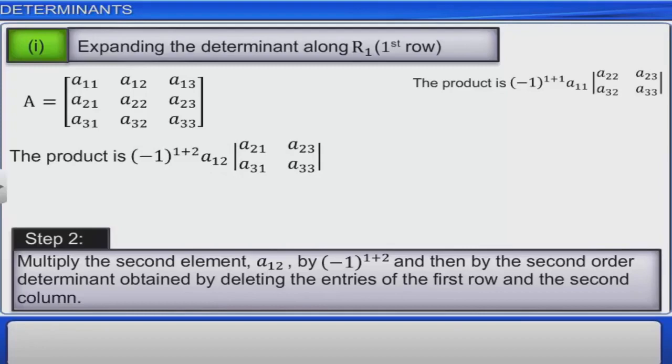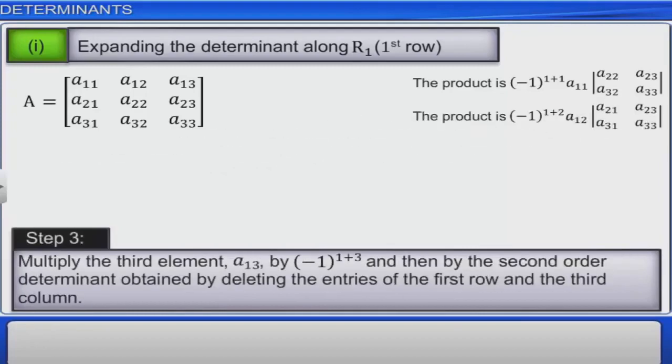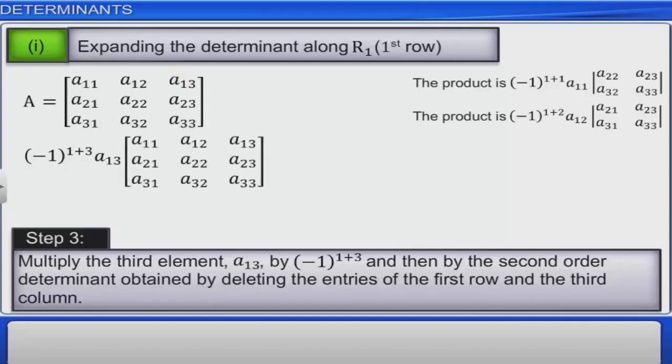In step 3, we multiply the third element A13 of the first row by minus 1 raised to the power of 1 plus 3, where 1 plus 3 is the sum of the suffixes of A13. And then, by the second order determinant obtained by deleting the elements of the first row and the third column of matrix A. This is because A13 lies in the first row and the third column. The product is as shown.